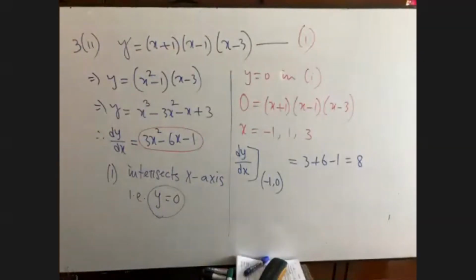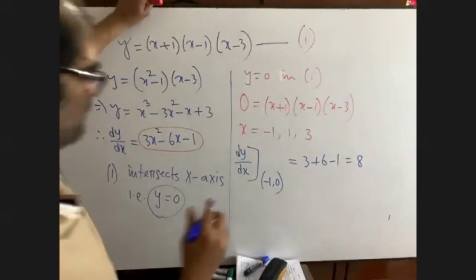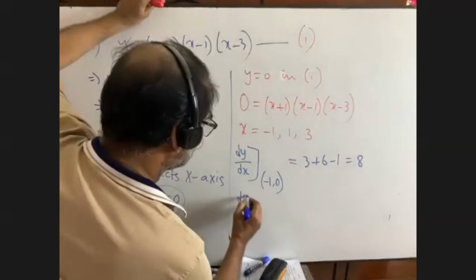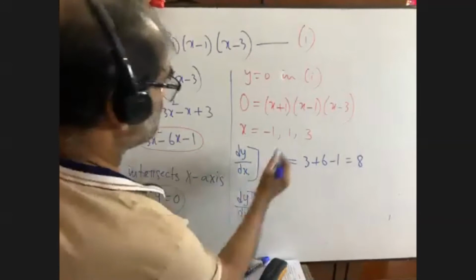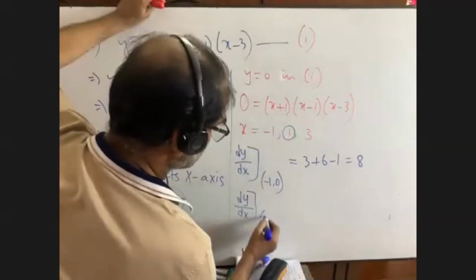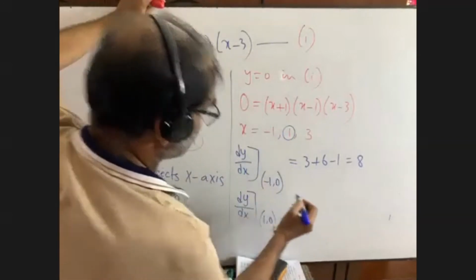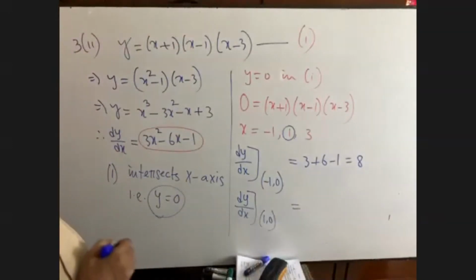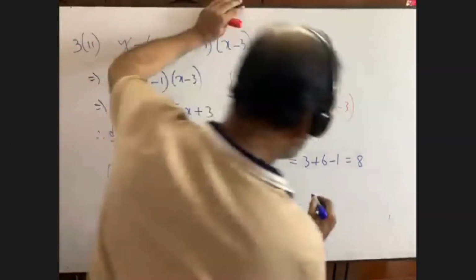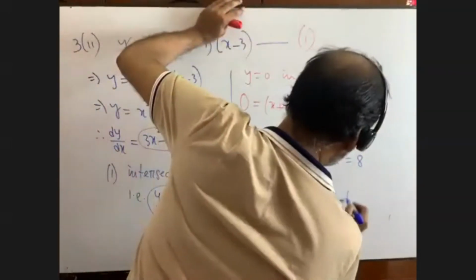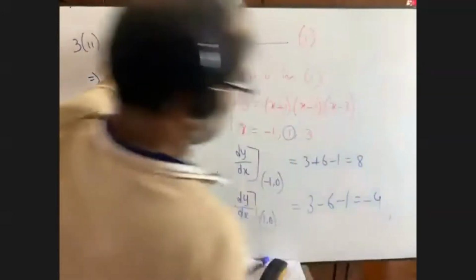Now dy by dx, what is the value? Now go for 1 comma 0. Put the value of x equals to 1. 3 minus 6 minus 1 equals to minus 4.